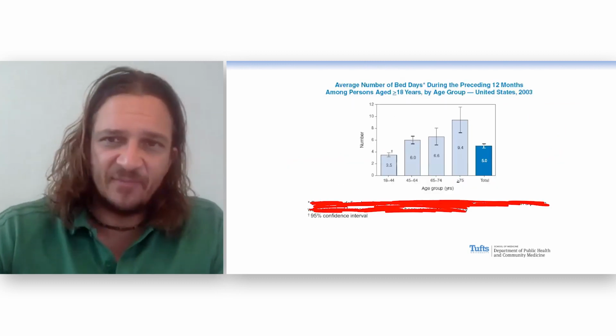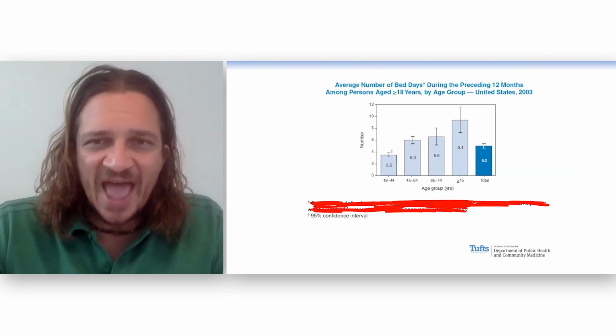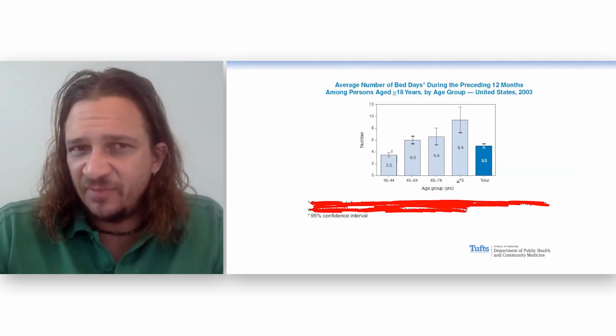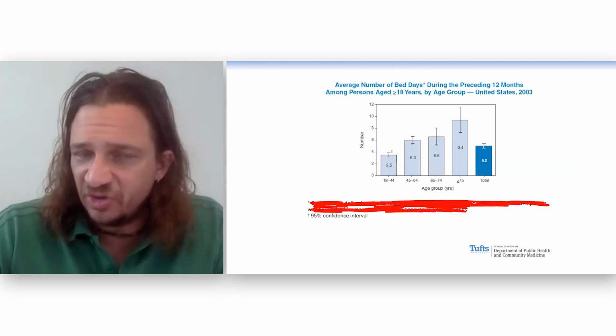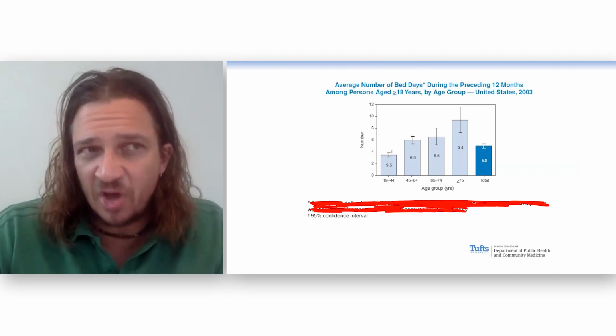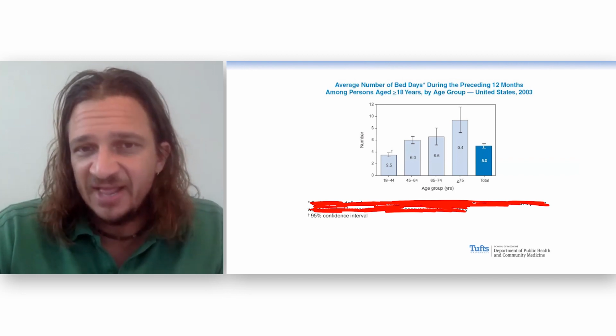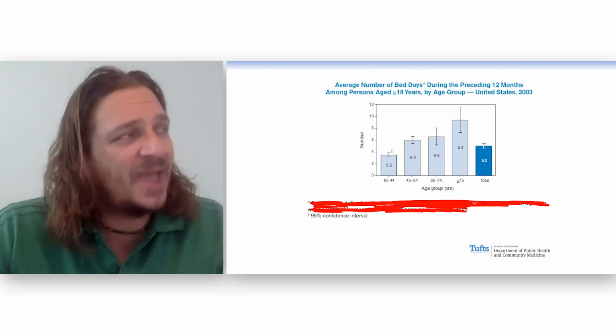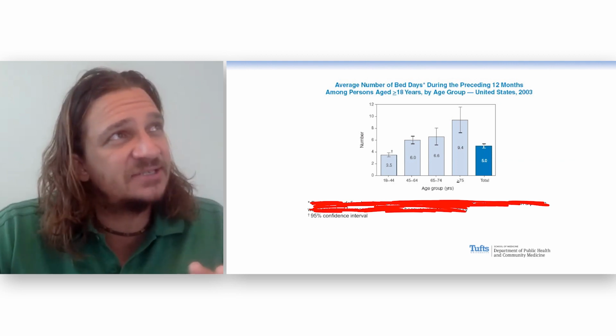Here's another cool example. These are data on the average number of bed days during the preceding 12 months. Wait, Howard, didn't we just do that? No, well, we talked about days lost at work due to illness and injury. This is a bed day. Now, a bed day, what do you think the definition of that is?